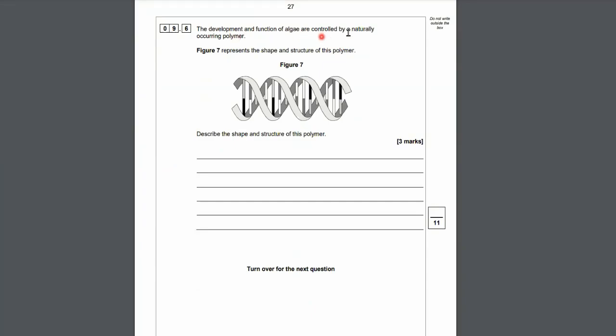The development of the function of algae are controlled by a naturally occurring polymer. Figure 7 represents the shape and structure of this polymer. You know this. This is DNA. So it's got a double helix. We need to just describe the shape. And there we go, double helix shape.